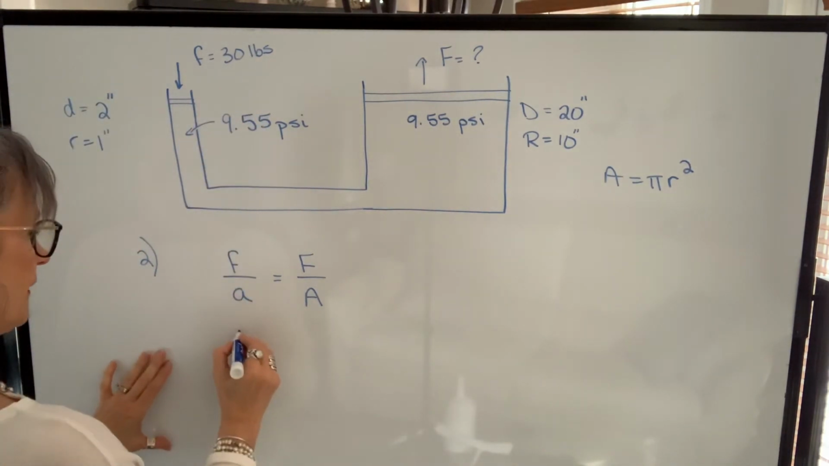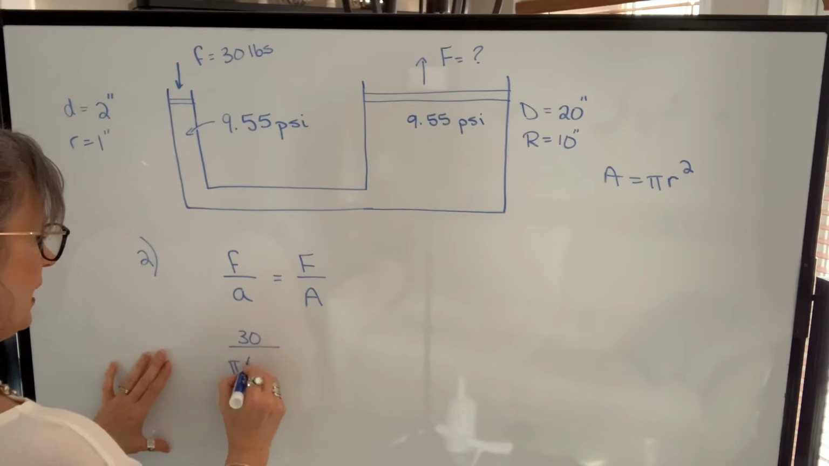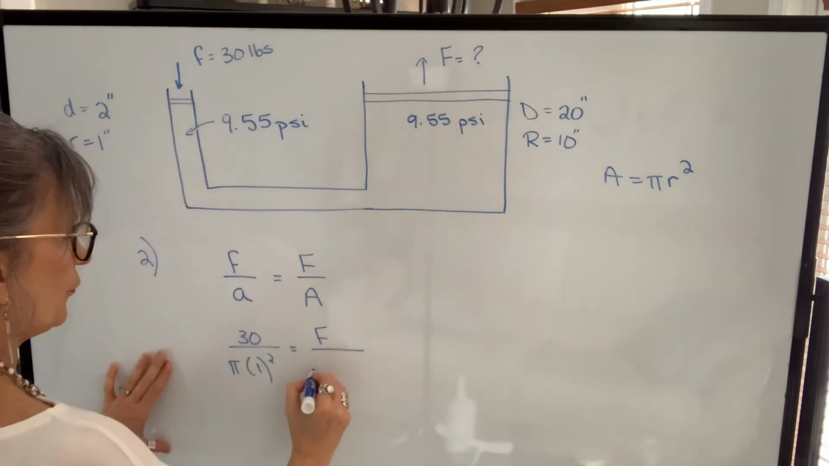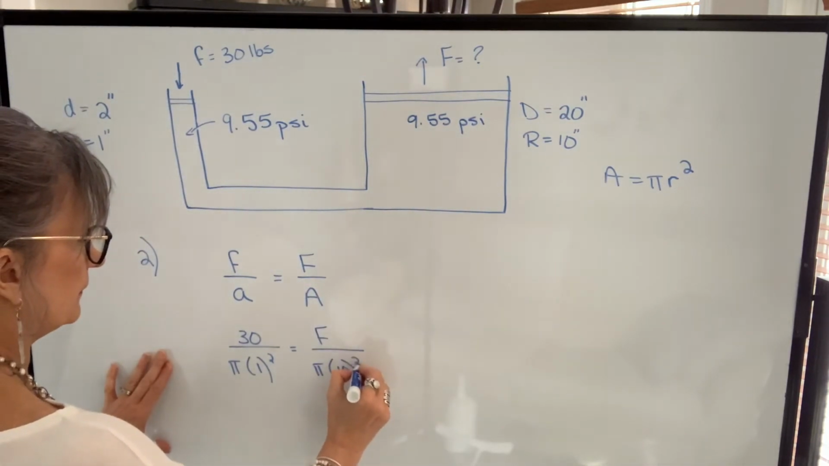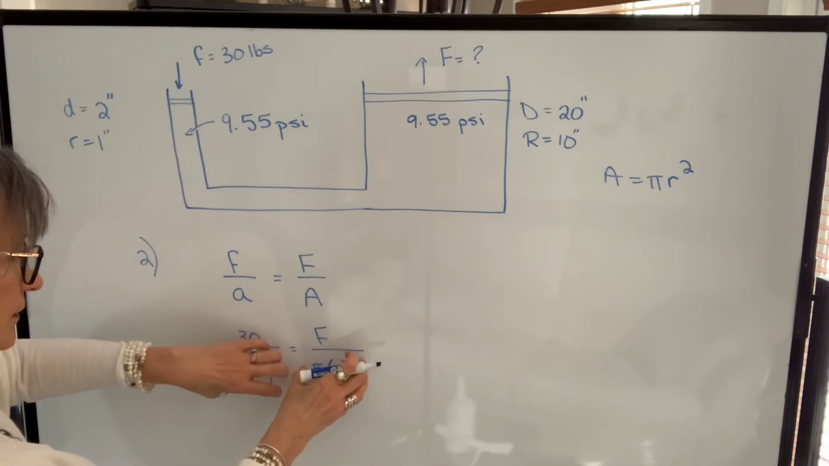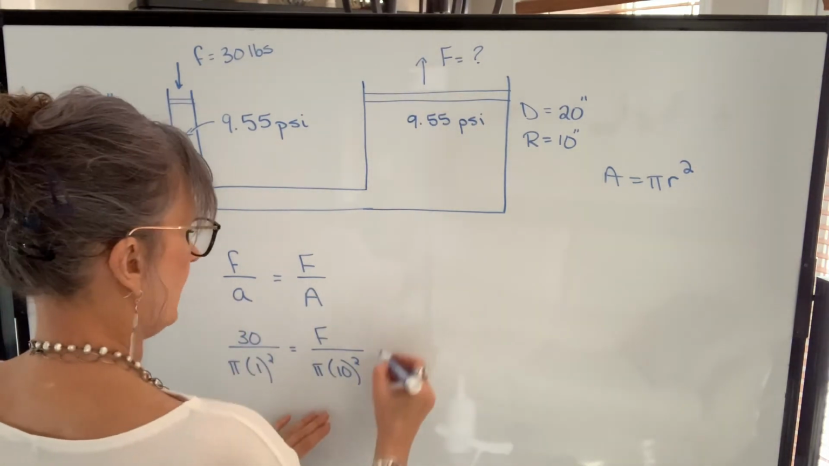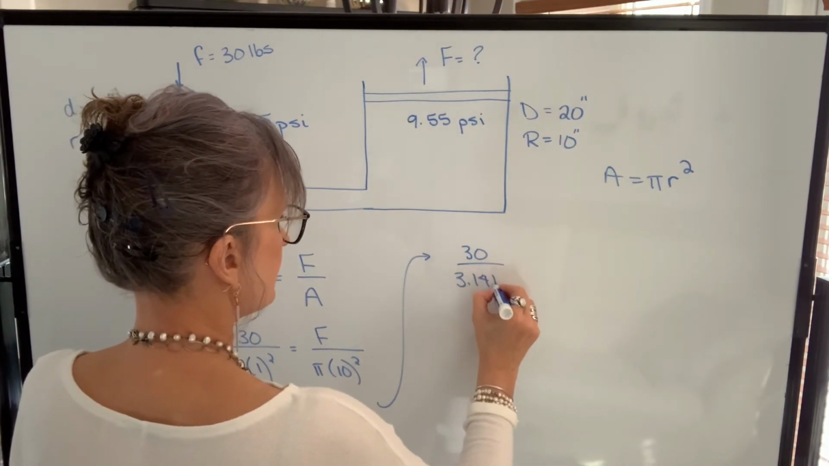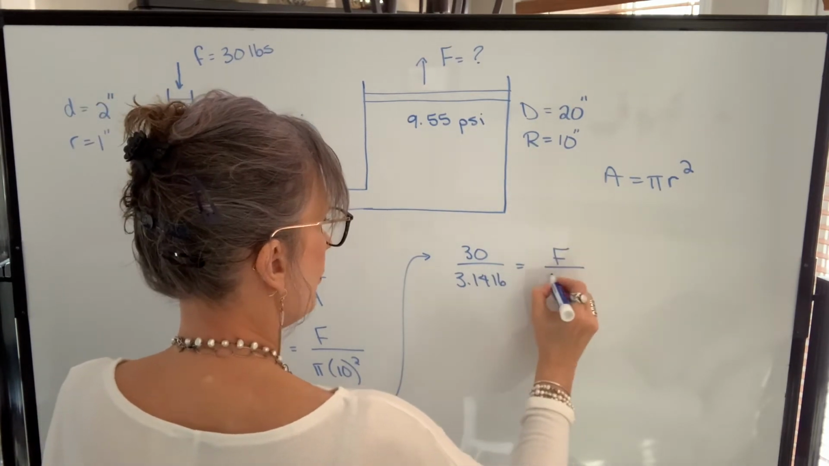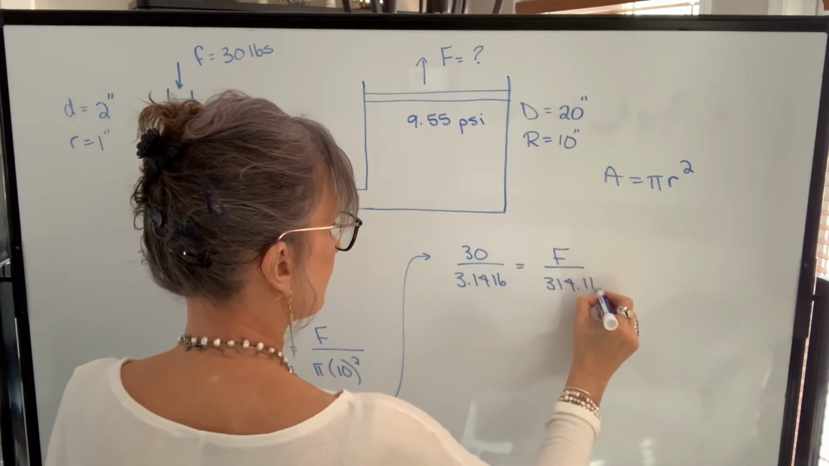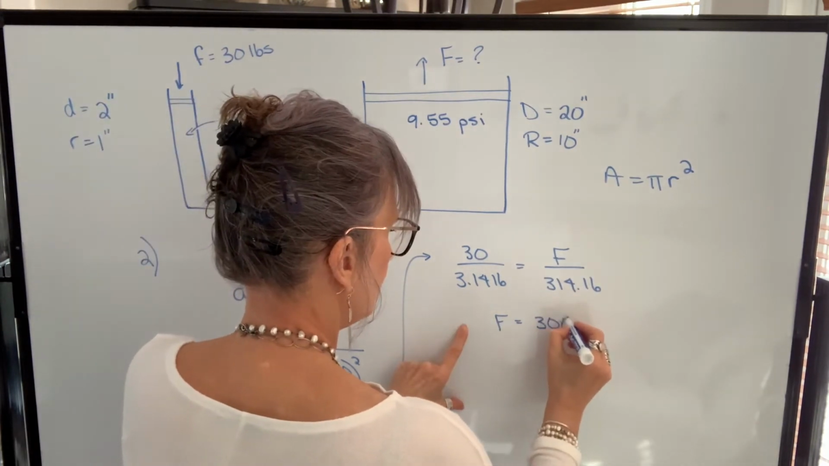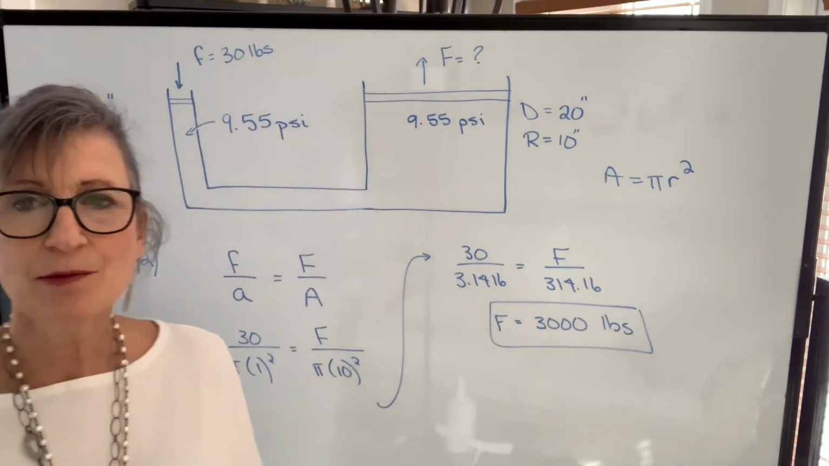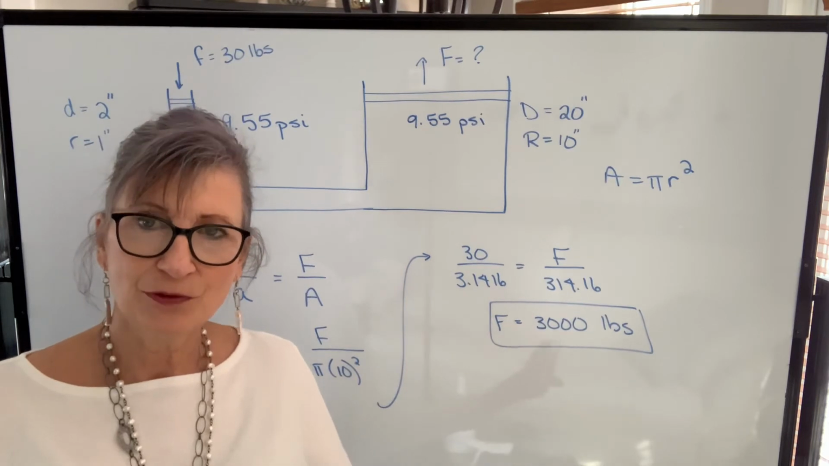I plug in my values. I have 30 over an area of pi times 1 squared. That will equal a force I don't know over an area of pi times 10 squared. So you can either find the areas or work with the numbers like this. I'll write this with the areas in. So that's 30 over 3.1416 equals force over 314.16. I get 3,000. So I obtained the same force using this method as I did with the first method.